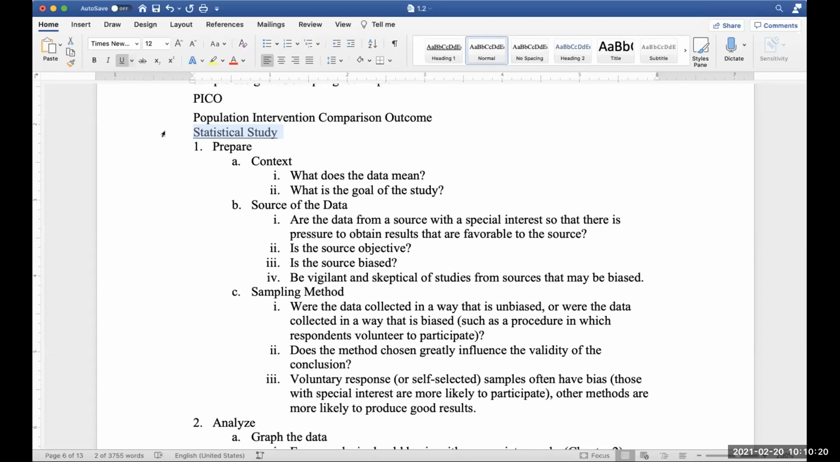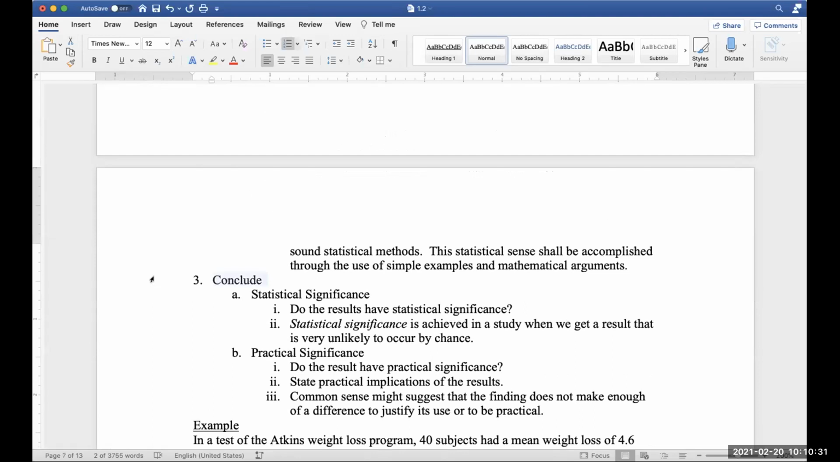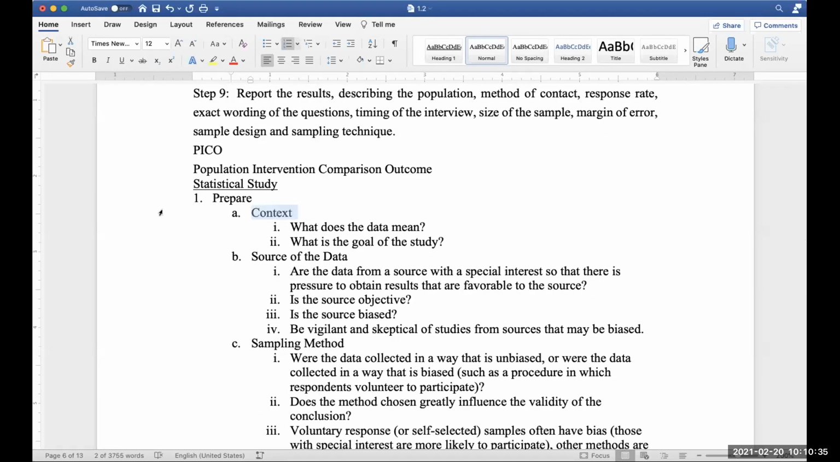Okay, so a statistical survey study. First you should prepare, then analyze, then conclude. So first you prepare. You look at the context. What does the data mean? What's the goal of the study? Next, the source of data. Are the data from a source with a special interest, so there's pressure to obtain results that are favorable to the source? Is the source objective? Is the source biased? You should be vigilant and skeptical of studies from sources that may be biased.